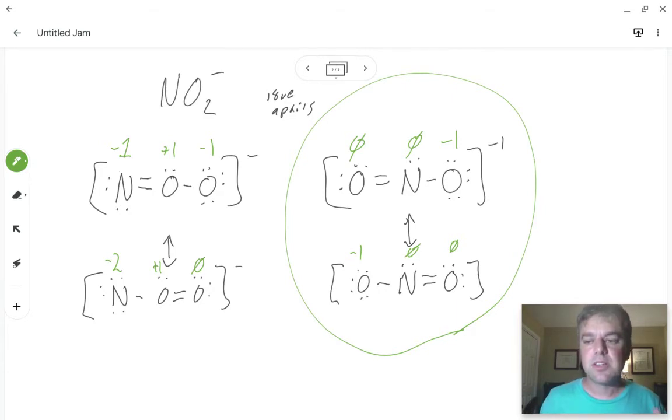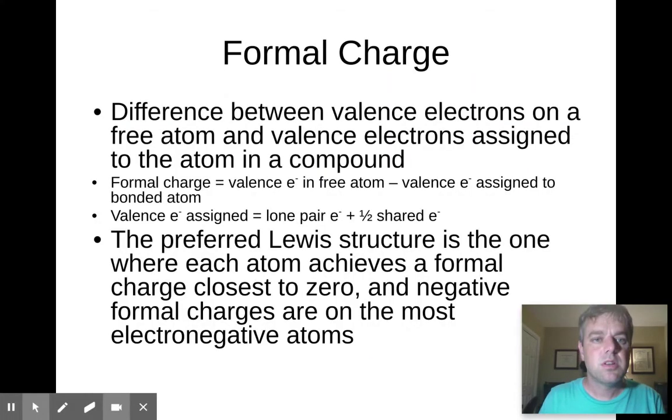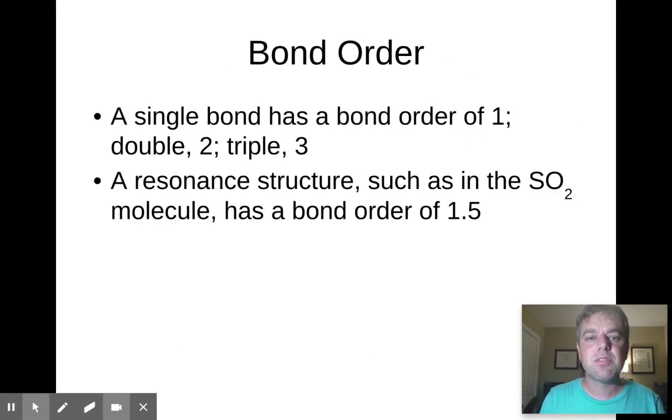And so you just need to be able to assign formal charge and then look and see which one has the least formal charge. We're going to do a lot more work with this tomorrow, because tomorrow is going to be mostly dedicated to practice with this type of stuff.